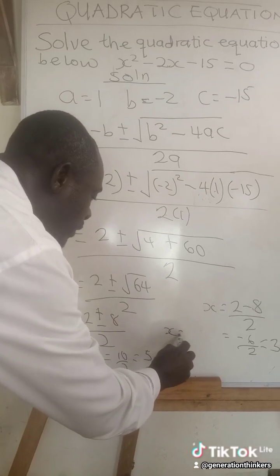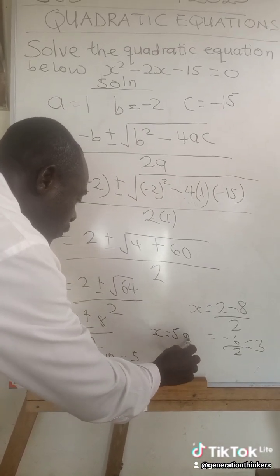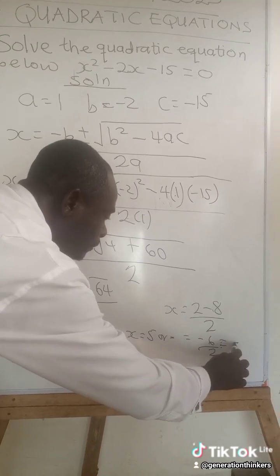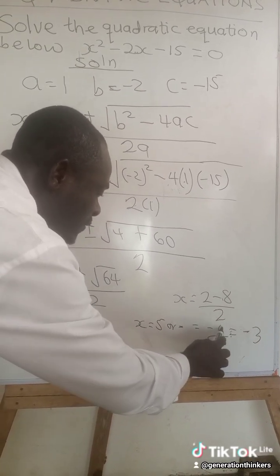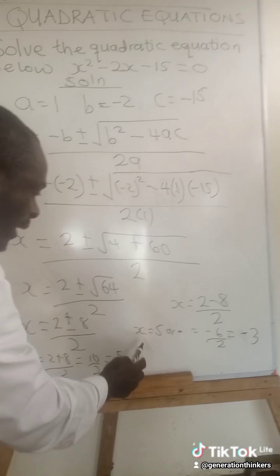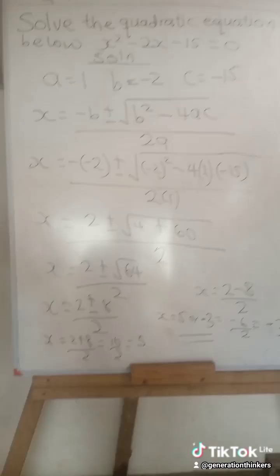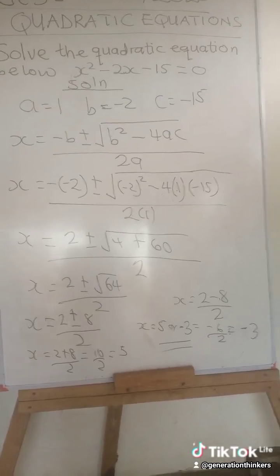So the values for x will give us 5 or negative 6 divided by 2, which gives us negative 3. So we get x is 5 or negative 3. The values for the x will give us 5 or negative 3.